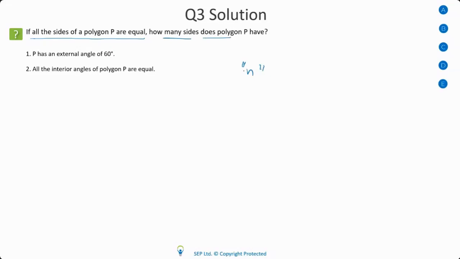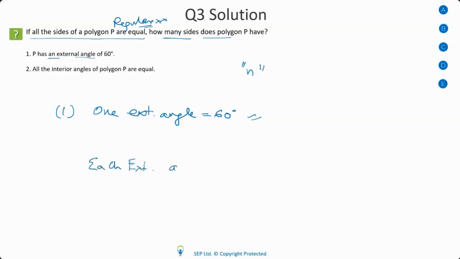Now, the first statement says it has an external angle. So they're talking about just one external angle. One external angle is 60 degrees. Now, this is not enough for us to answer the question, because by reading this, we don't know whether this is a regular polygon or not. Since we don't know this, we cannot use the formula of each exterior angle, 360 by n, because I don't know what I'm dealing with. So this statement is not sufficient.